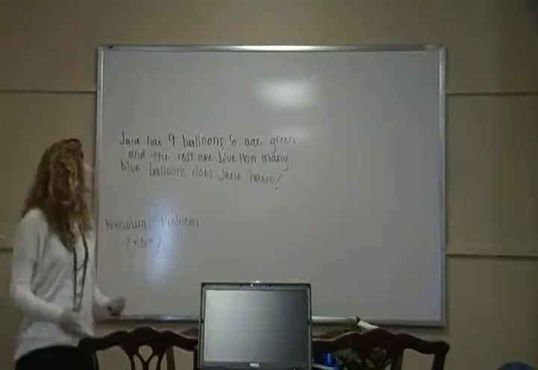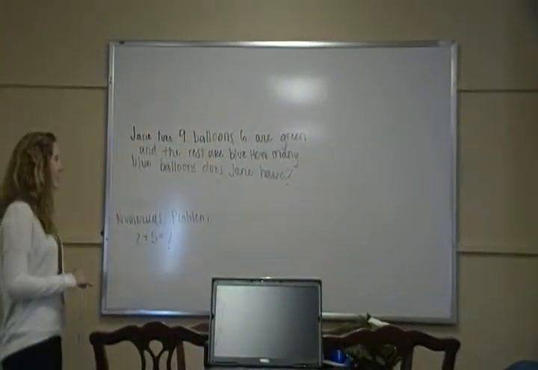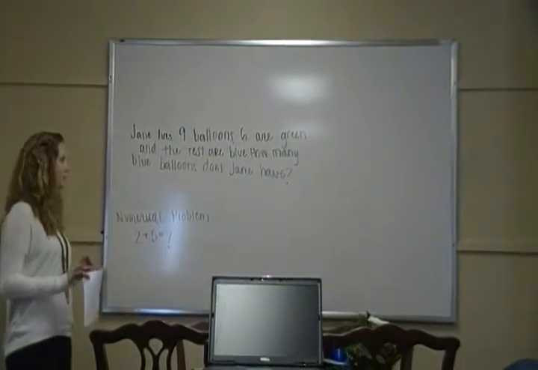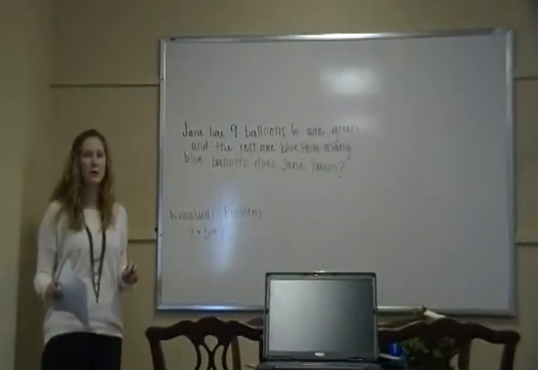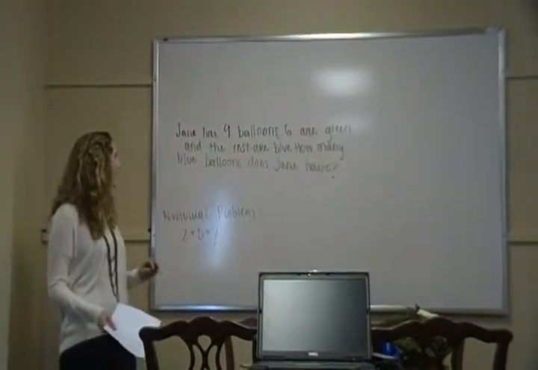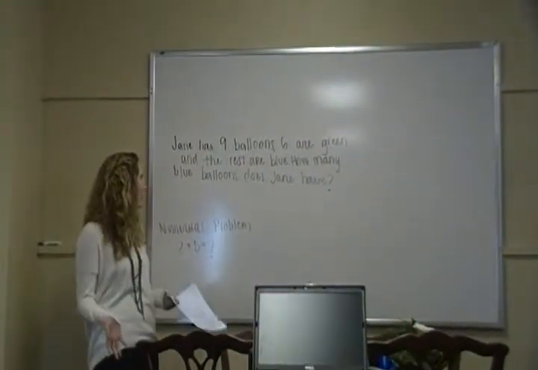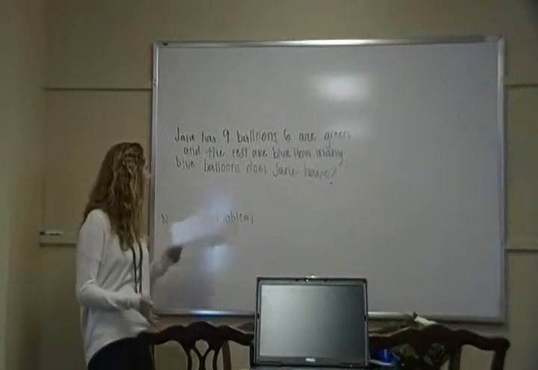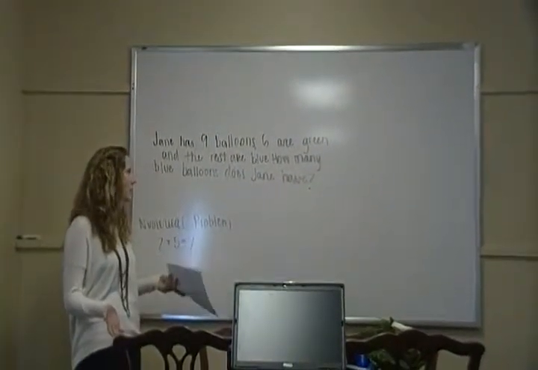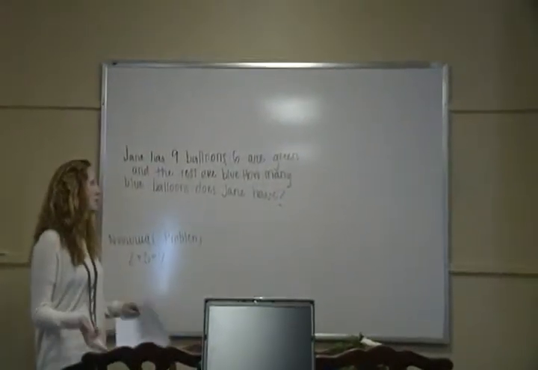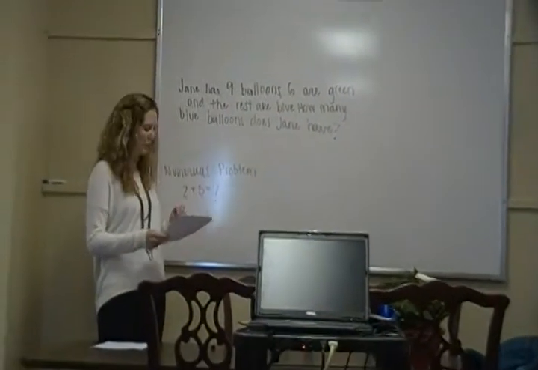So this example that we have of a word problem is Jane has 9 balloons. 6 are green and the rest are blue. How many blue balloons does Jane have? So what I do when I first come across a word problem is I look at the numbers that they're giving me. So they told me, oh, I have 9 balloons, 6 are green, and the rest are blue. So how many blue balloons does Jane have? So she has 9 total, but she has 6 green ones. So that means, oh, she must have 3 blue balloons.